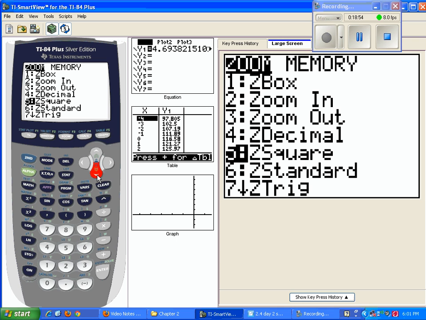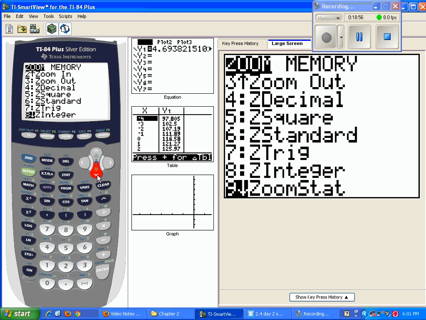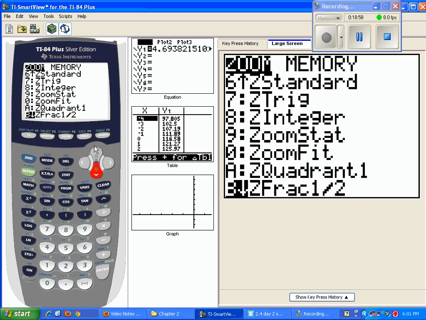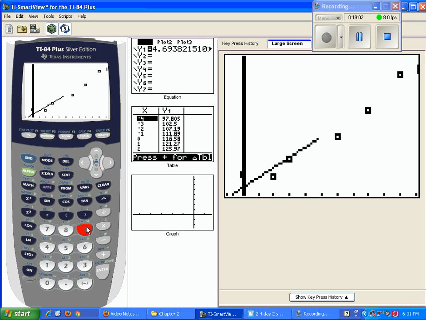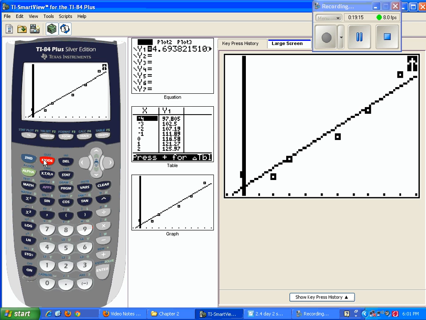scroll down, we saw at number 9 we had zoom stat, which is cool because it will give us a nice graph. So if I hit that, you can see it graphs my scatter plot with my trend line, because I put my trend line in my y equals already. So those are all the steps that you want to go through. So I'm going to run through them again just so that you can see.